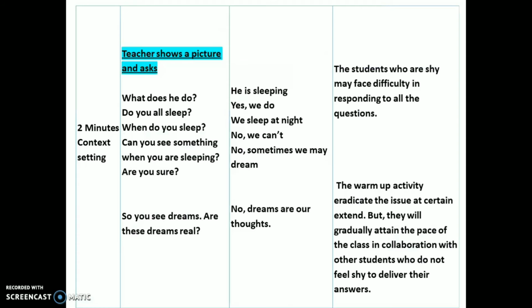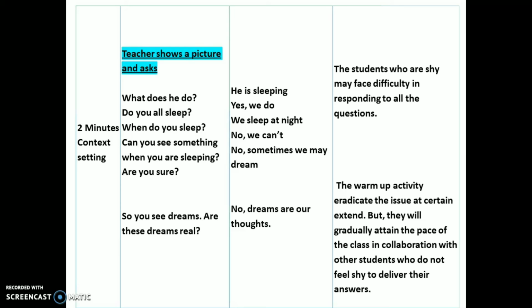The next session is context setting. It's for 2 minutes. Here, the teacher shows a picture and asks certain questions. The students will answer all these questions, and through this question answer session, the students can understand the topic. The teacher can ask students to guess the topic, and the students will guess the topic and the teacher will confirm it.